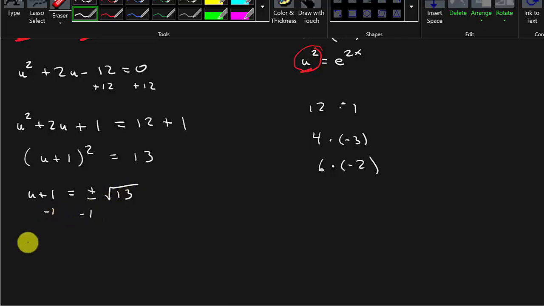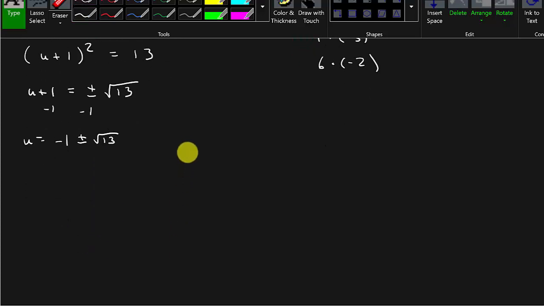So then I'm going to subtract 1, so I get u equals -1 plus or minus the square root of 13. And so that is going to give me u equals -1 plus the square root of 13, or u equals -1 minus the square root of 13.